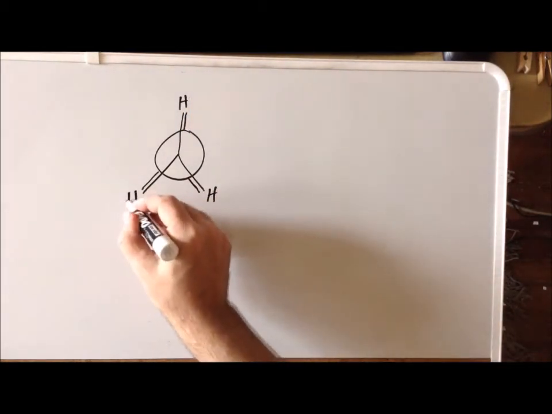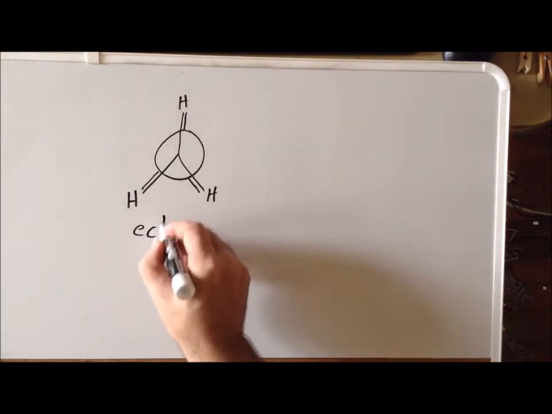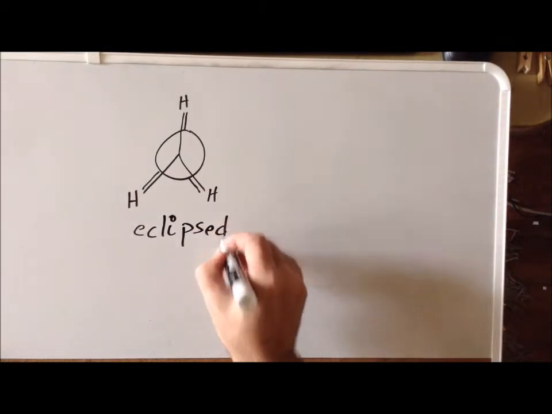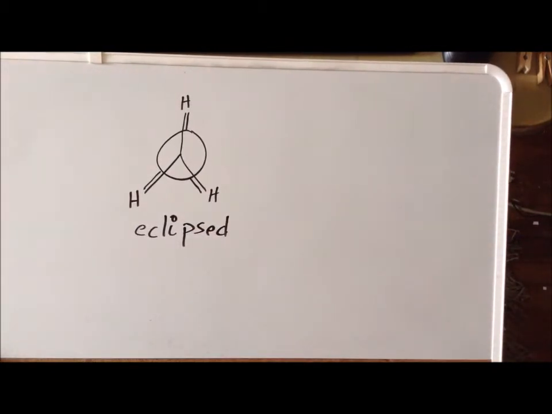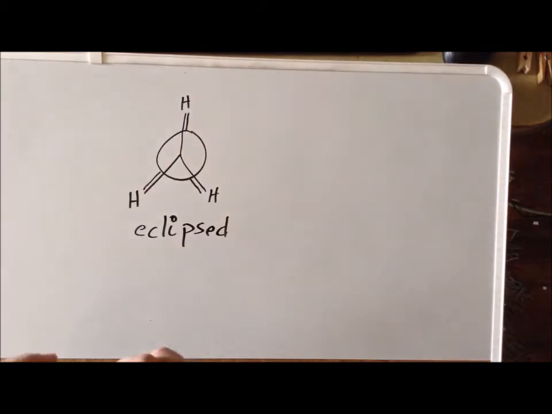So these are connected to hydrogens. We call this the eclipsed conformation, like a solar eclipse or a lunar eclipse. The hydrogens in front eclipse our view of the hydrogens behind for ethane.